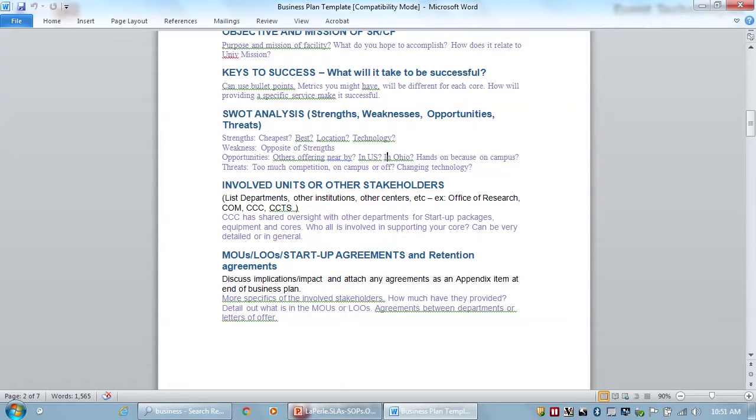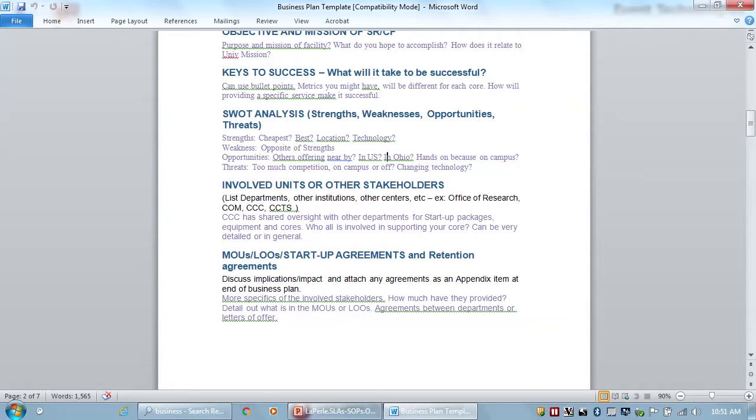Again, the SWOT analysis is going to be important for people who might invest in your core to know what is happening. If you just tell them, oh, we all need this service, they're not really getting a good picture of why we need the service and what obstacles we are going to come across.